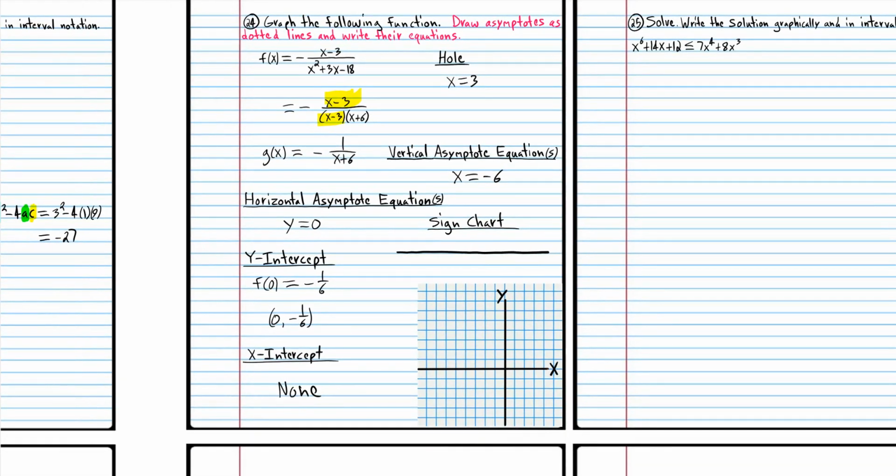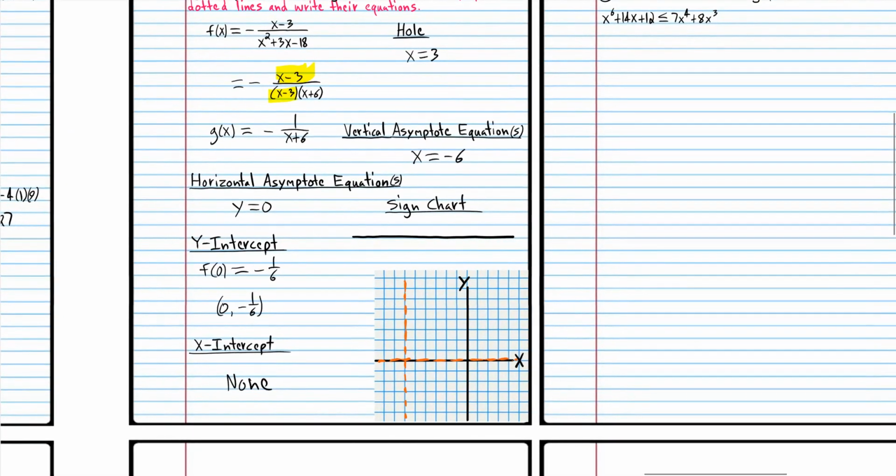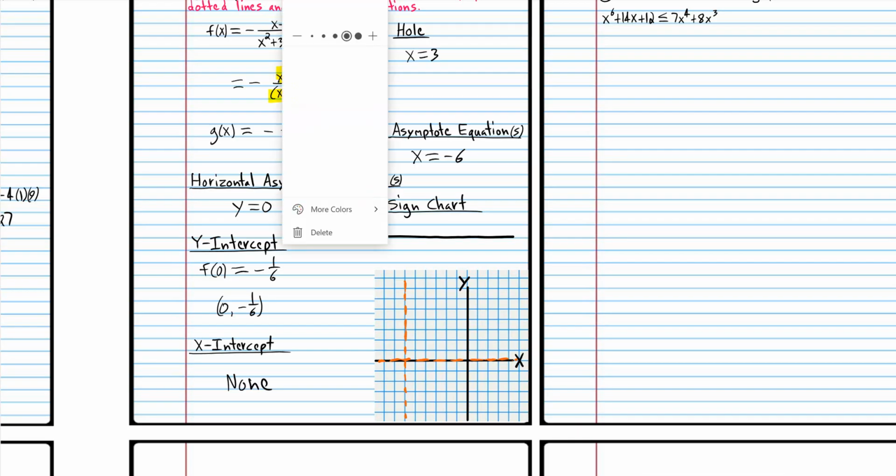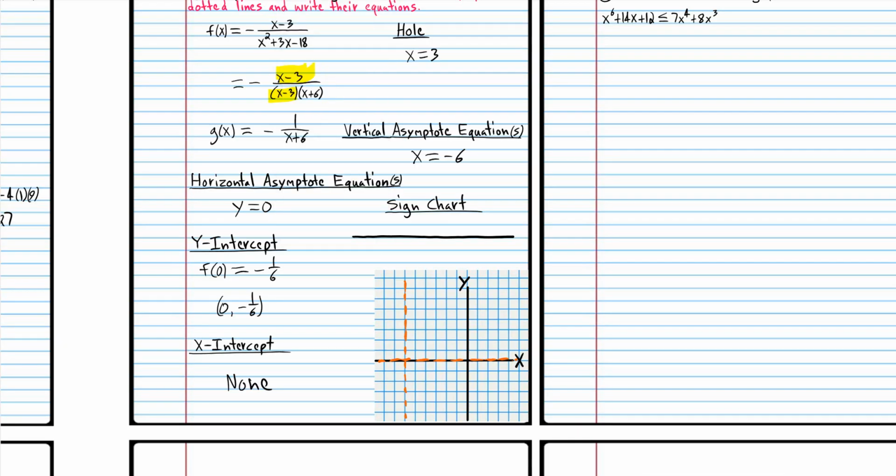this function. So we have a horizontal asymptote, we have a vertical asymptote, and we have a y-intercept at (0, -1/6), so right about there. You see that purple point there? It's pretty close to the x-axis.